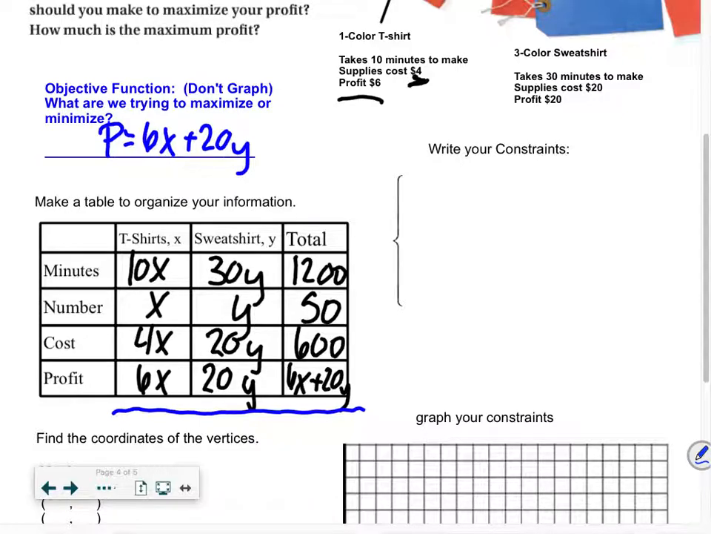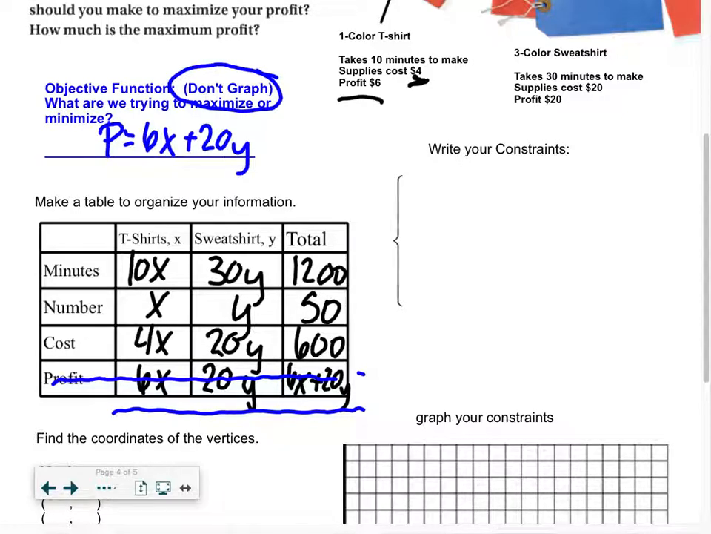The really important part about this objective function is this thing right here. We do not graph it, okay? It is not part of our constraints. That's just what we plug into at the end. So if you want, you can cross that out. We're done with that for now.